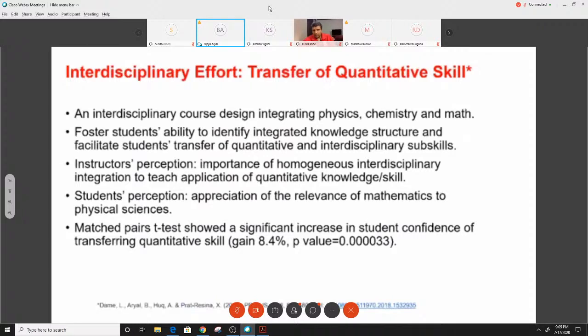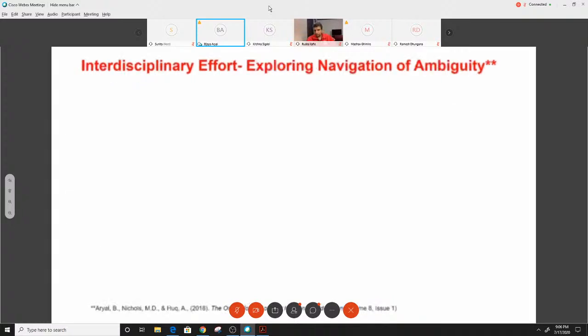Using a survey, a basic skill diagnostic test, what I found is that after doing this kind of intervention, students were more confident after having this kind of course. But it's basically one course. We found a gain of 8.4%, and that was significant with a p-value. So that is one example of innovation where we integrate different disciplines to help students learn skills and transfer those skills. And I'm going to provide another interdisciplinary example.